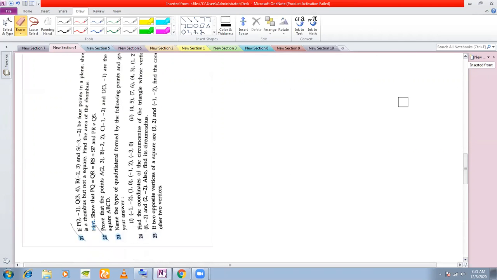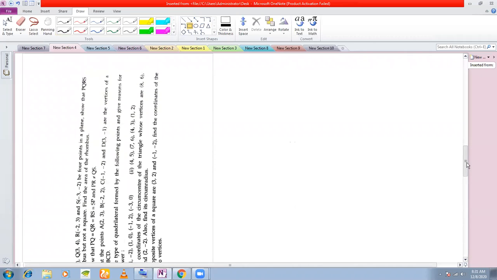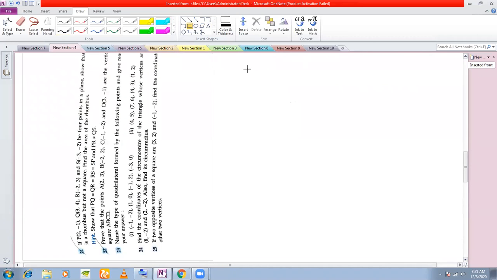See, last question. If two opposite vertices of a square, so it is given to be a square, are given as 3, 2 and minus 1, minus 2, find the coordinates of the other two vertices.